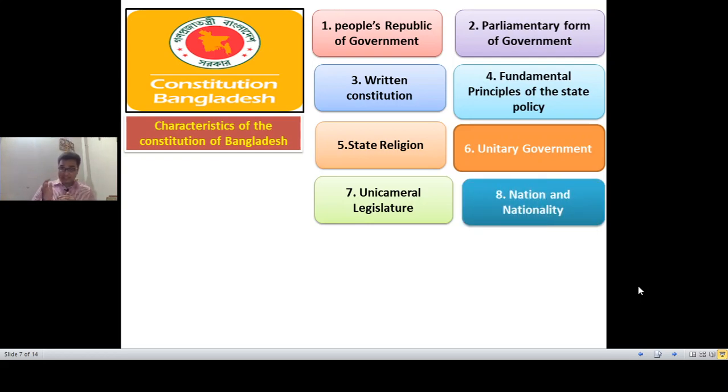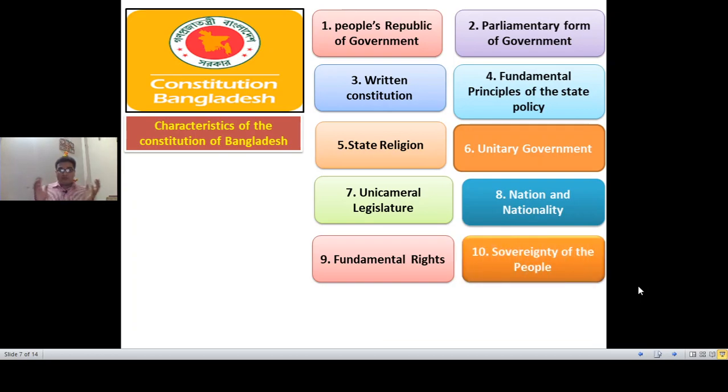Next characteristic is nation and nationality. According to Article 6 in our constitution, as a nation we are Bengali, and as citizens we are Bangladeshi. So this is one of the characteristics of the constitution of Bangladesh. Next point is fundamental rights. So dear students, at first you have to understand what fundamental rights are. Fundamental rights are such rights which are highly essential for minimum living. Okay, so our constitution ensures the fundamental rights in the third part of our constitution. This is one of the characteristics of the constitution of Bangladesh.